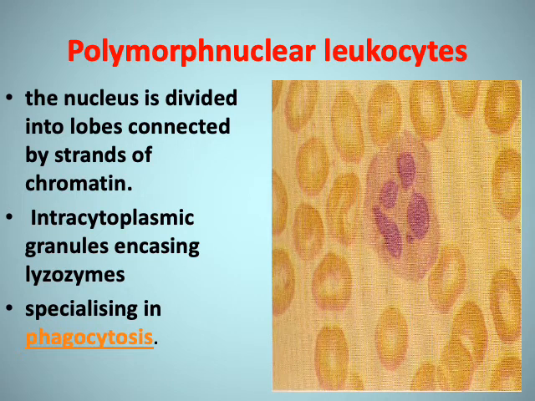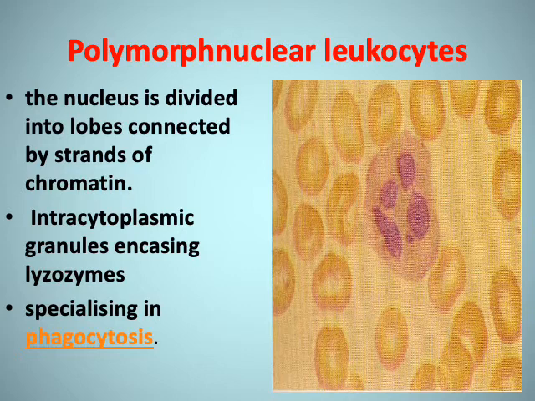This is a polymorphonuclear leukocyte. The nucleus is divided into lobes connected by strands of chromatin. Intracytoplasmic granules encasing lysozymes specialize in phagocytosis. This is the polymorphonuclear leukocyte.